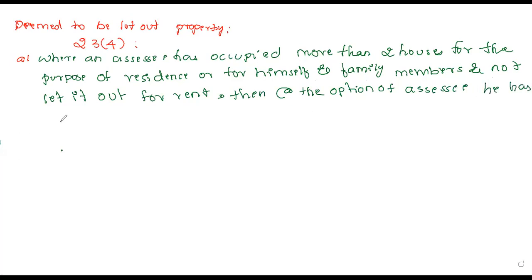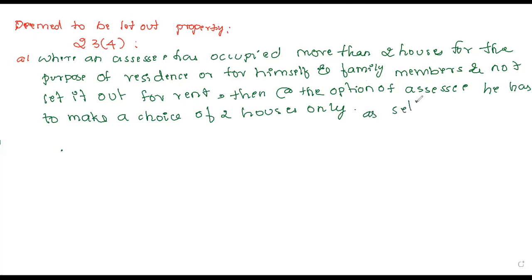as self-occupied houses. Okay, so that's the same thing I said. If others are going to occupy your houses, we usually treat that as let out, and the annual value here we determine based on how much of the property has been let out.